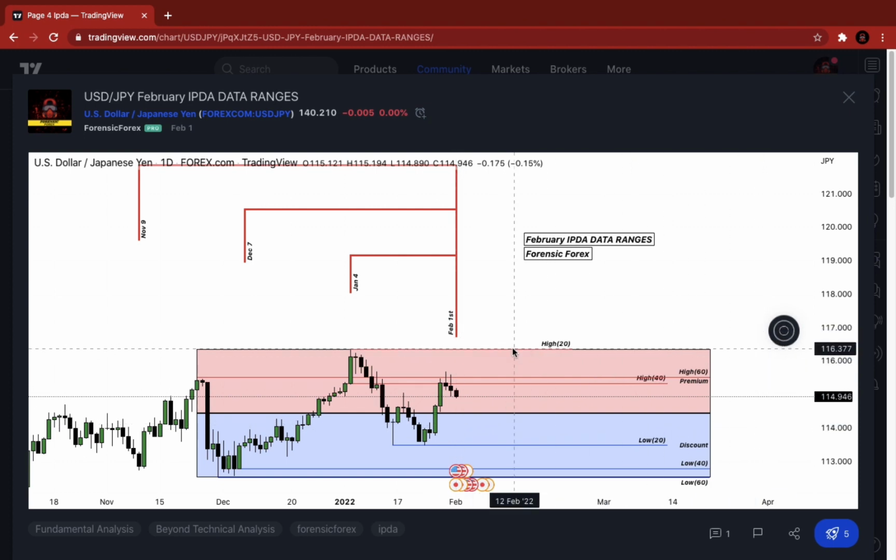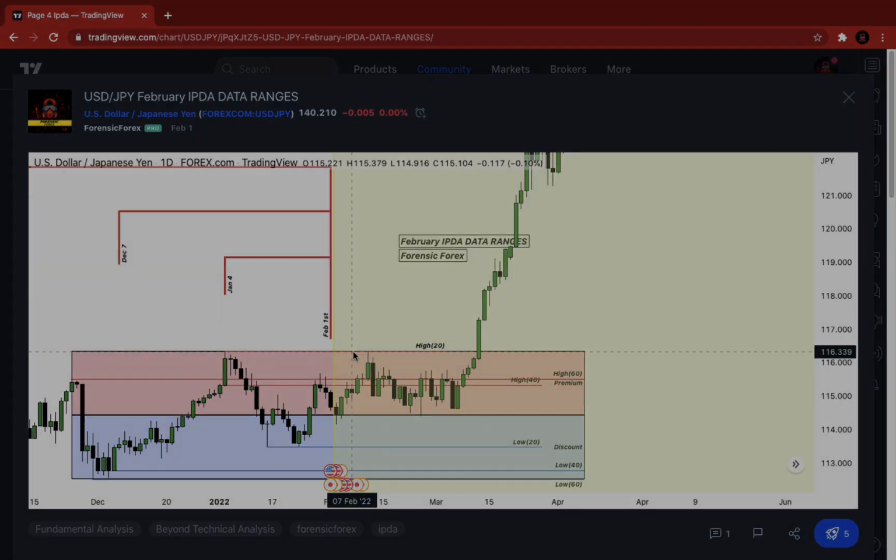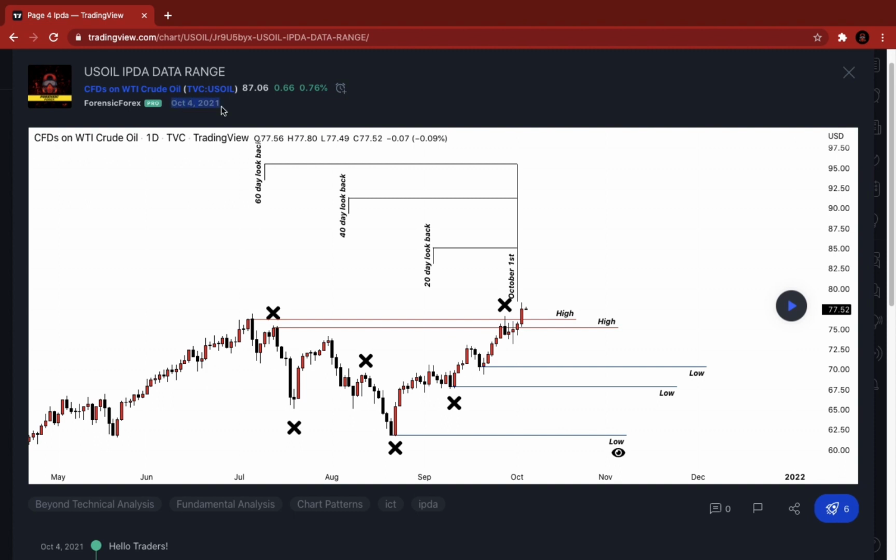Look to see what price does here. Price comes down below equilibrium, trades into a discount, and markets are permitted to buy again. Buys and then runs all the way back up to that 20-day high that you guys saw previously in the other slide.